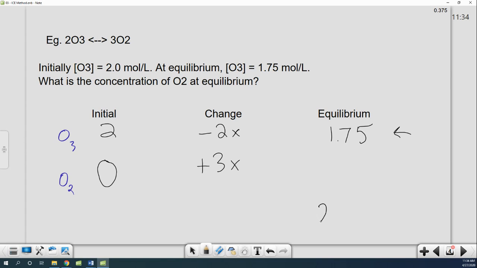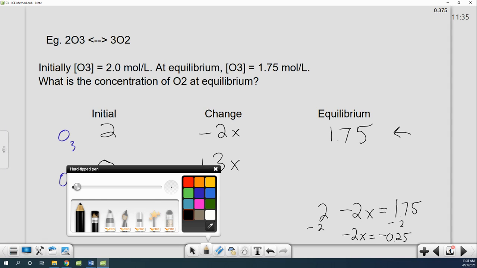Let's write it out. We started at 2. We got rid of 2 times something, and we ended up with 1.75. So you want to solve this. You subtract 2 from both sides. 1.75. My calculator is frozen. There we go. Minus 2. So I have negative 2x equals negative 0.25. To get x on its own, you divide both sides by negative 2. And my final answer here, I'll do it in a different color because I kind of ran out of room.